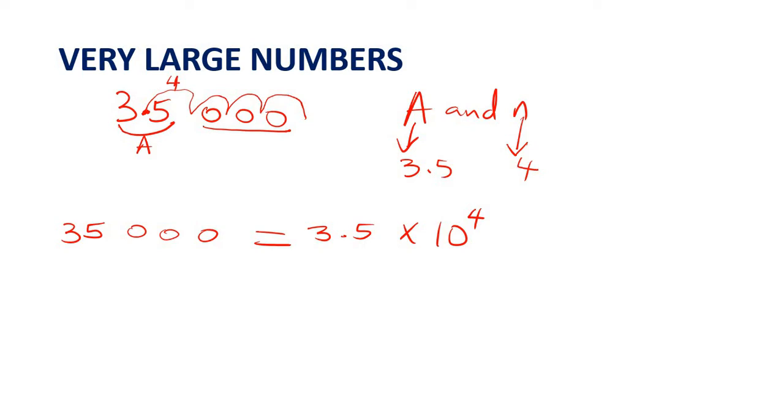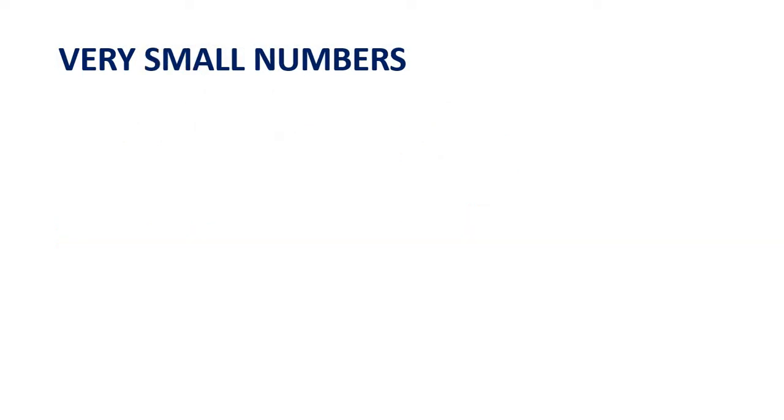Alright, so let's go to small numbers. Let's say I have 0.000000152. This is a very small number. For small numbers, you have a decimal point somewhere, and you have zeros after it, or you can have a significant digit immediately after it. So we also need to get our a and n from this number.